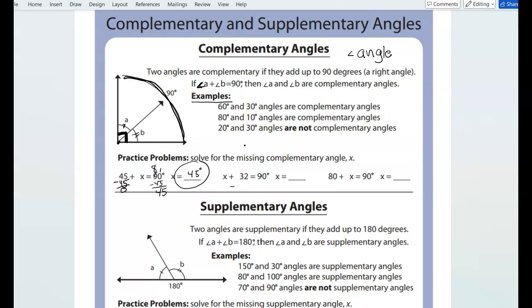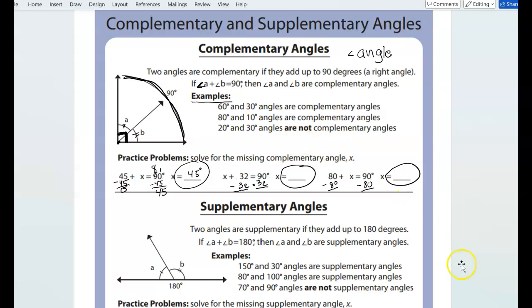I'll set this up for you, and I will set this one up for you. Just remember, what we do to one side, we do to the other. I'm going to walk around and see how we do. Okay? I'm looking for this answer. What is x equal to?